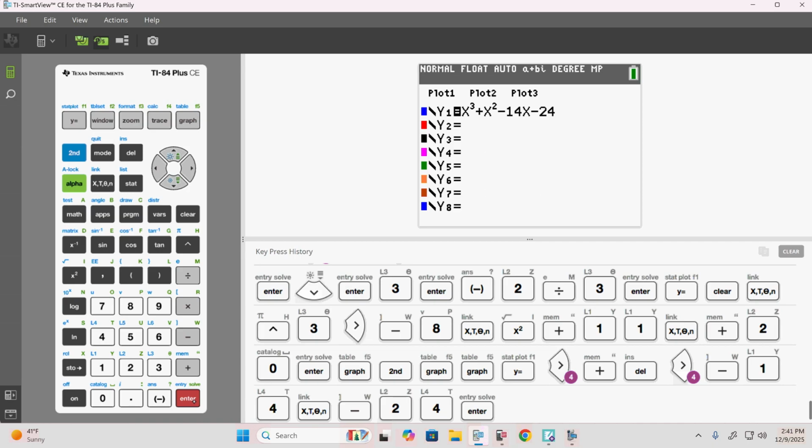Graph. Okay, now it wants to work. Hit zoom 6 to fix the window. Now it's going negative 10 to 10. Okay, don't like that it's doing that. There we go. X cubed plus x squared minus 14x.